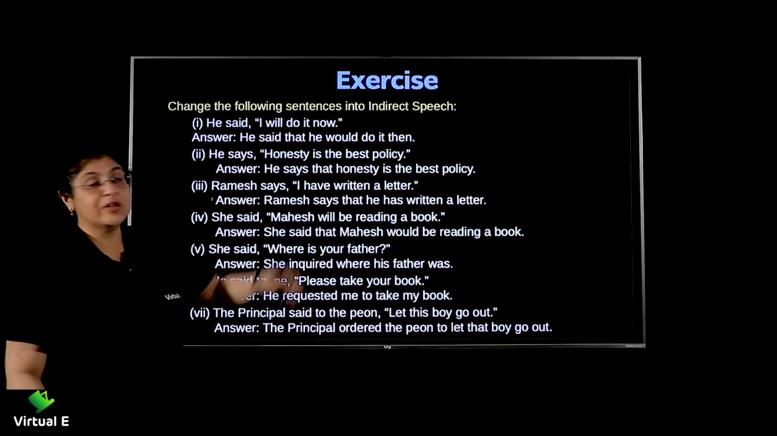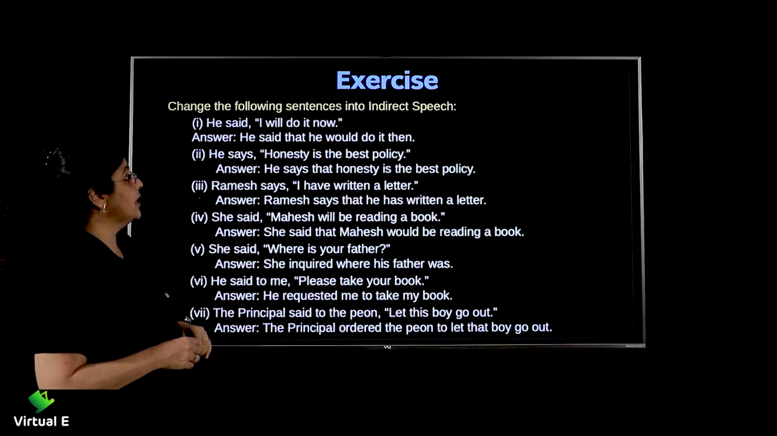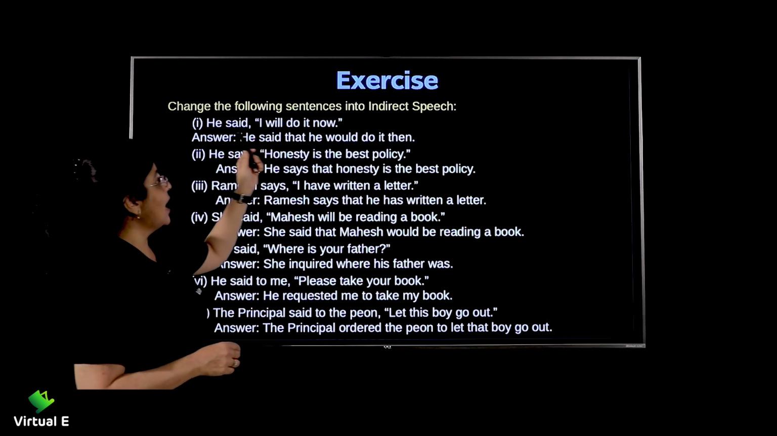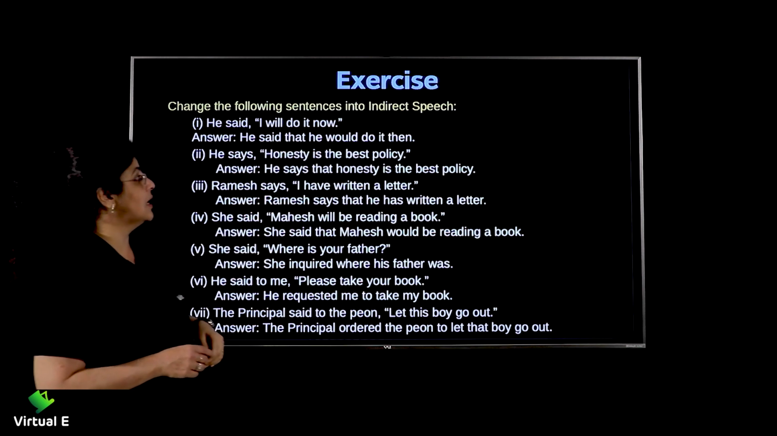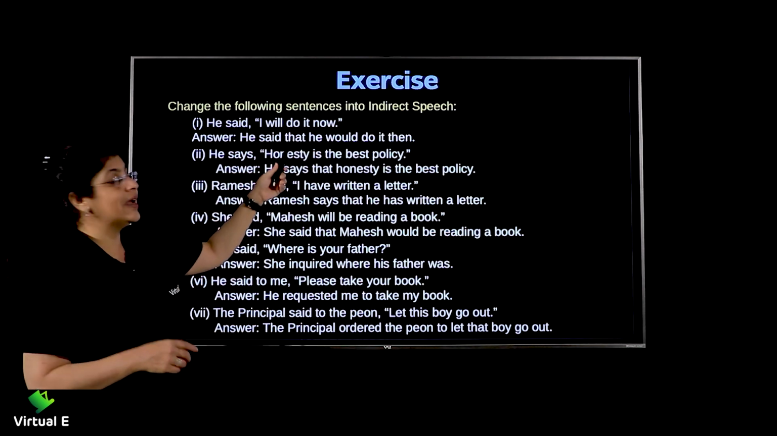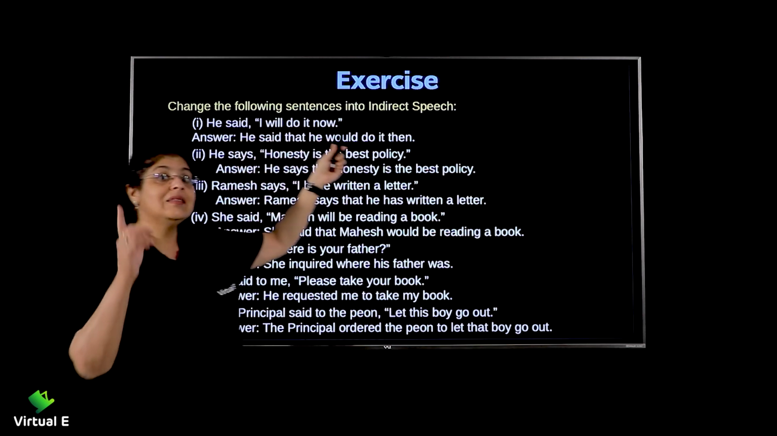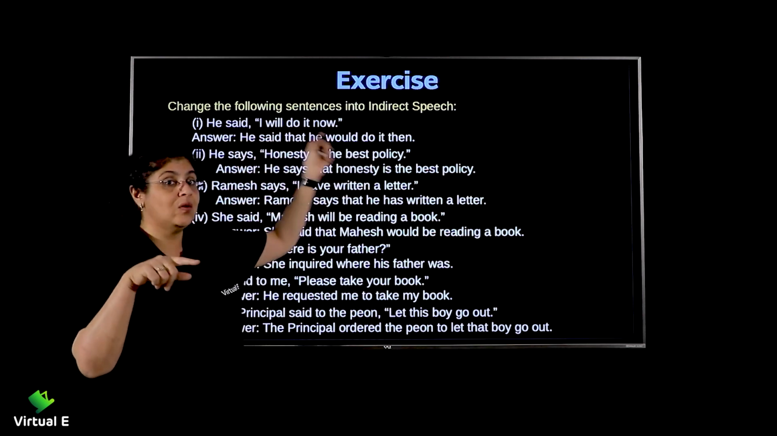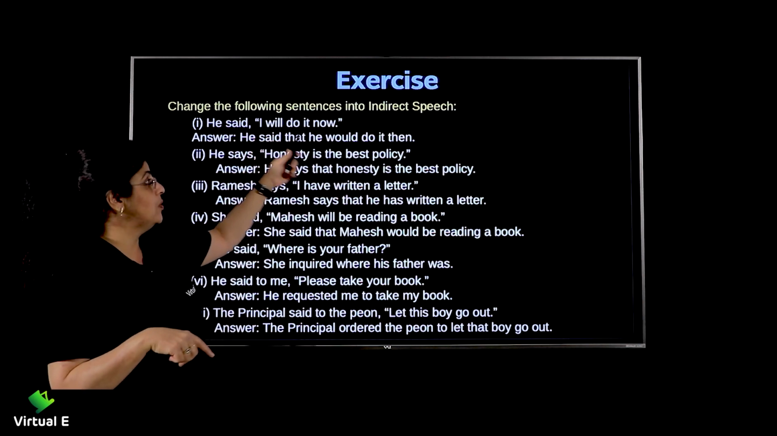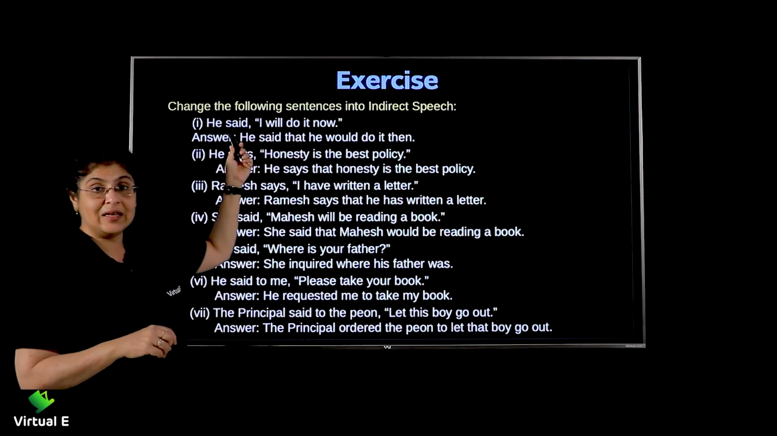So, that is how your question will be. Change the following sentences into indirect speech. He said, I will do it now. He said that he would do it then. It's now, it's then. Will becomes would, I becomes he because it is he here.